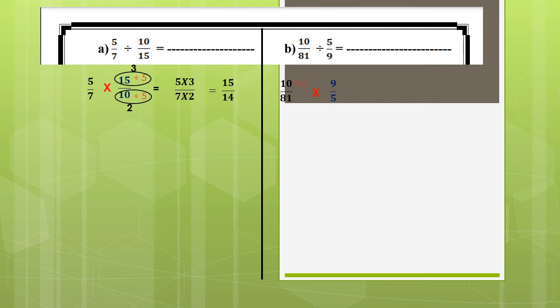10 and 5 are together in table 5, so I'm going to divide by 5 up and down. 10 divided by 5, which is 2. 5 divided by 5, which is 1.